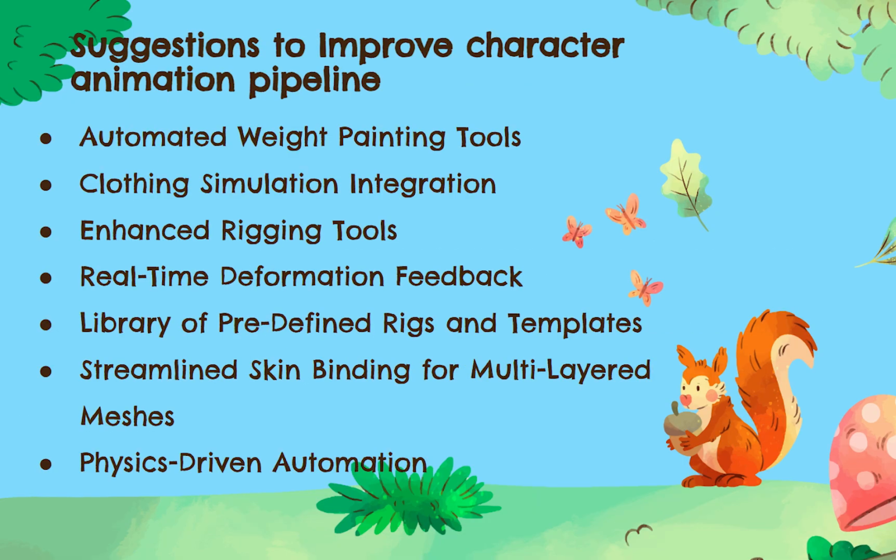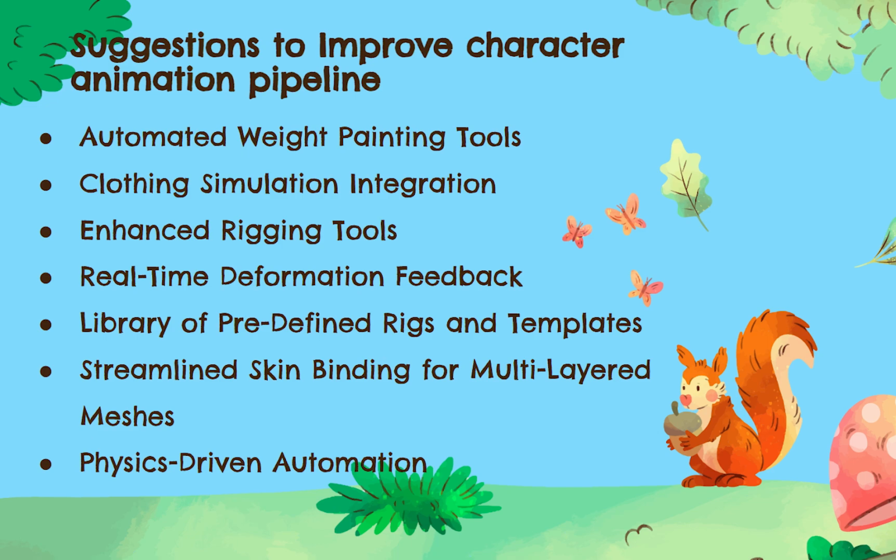In terms of my suggestions for improving the current animation pipeline, the first would be automated weight painting tools. So this includes developing or incorporating AI-based tools that can intelligently generate smooth weight gradients between the joints based on the mesh topology, eliminating manual painting errors and speeding up the rigging process. Clothing simulation integration: introducing a system within Maya that automatically maps clothing weights to an underlying body rig for seamless movement, preventing issues like skin gaps or unnatural stretching and doing repeated work.